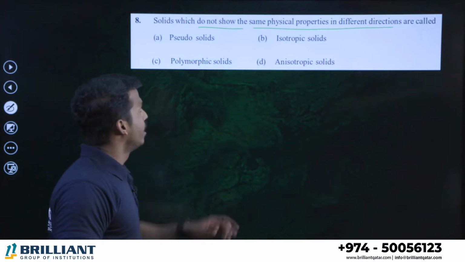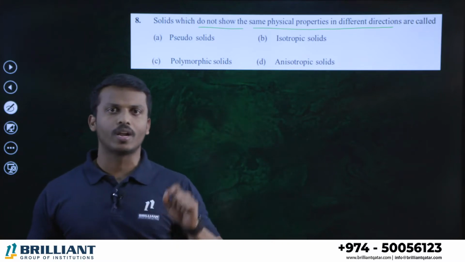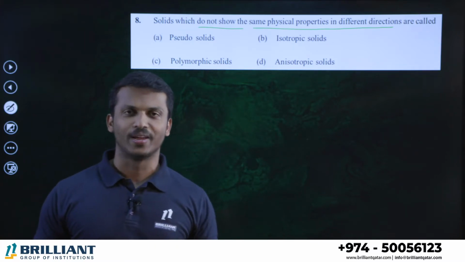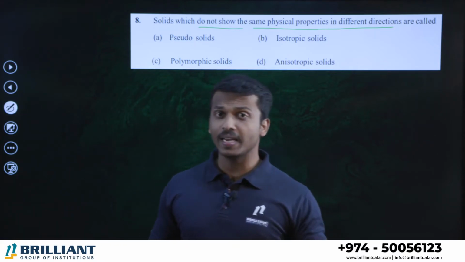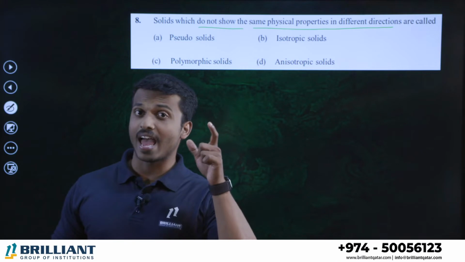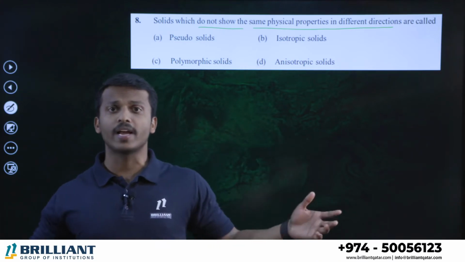Dear student, same physical property in different direction is called which one? Isotropic in nature, correct? You studied that crystalline solids are there, amorphous solids are there. Crystalline solids, you know that they are anisotropic and amorphous solids are isotropic. What is meant by isotropic?